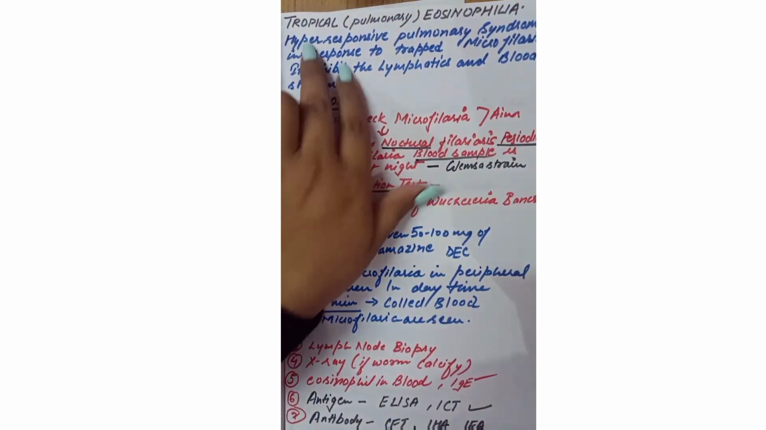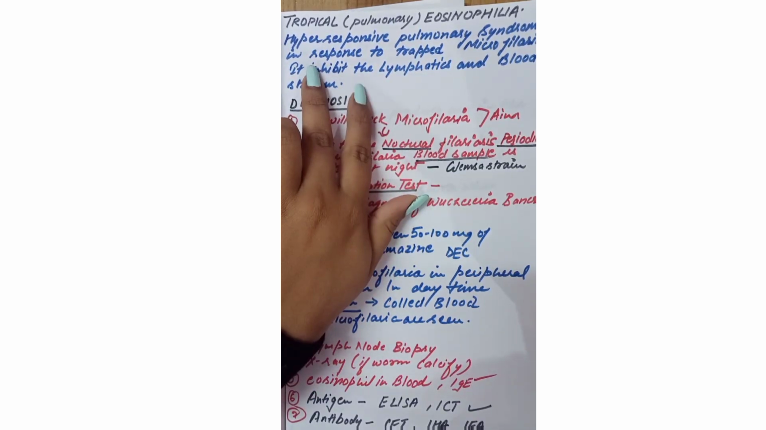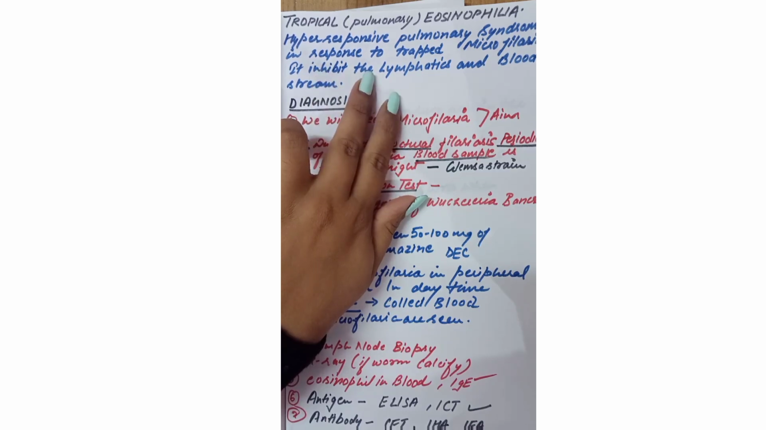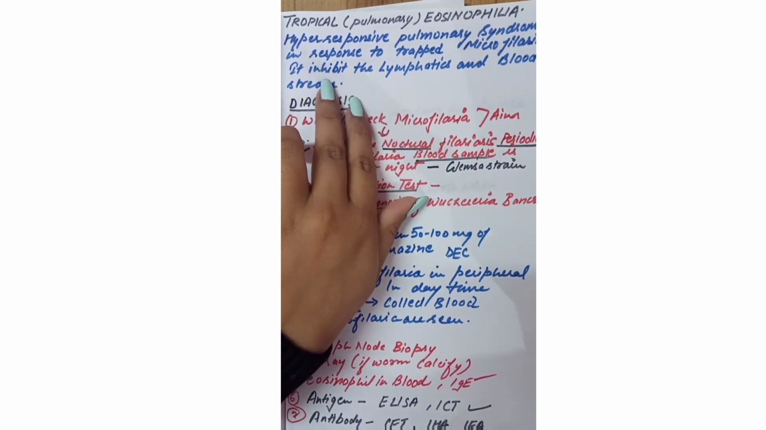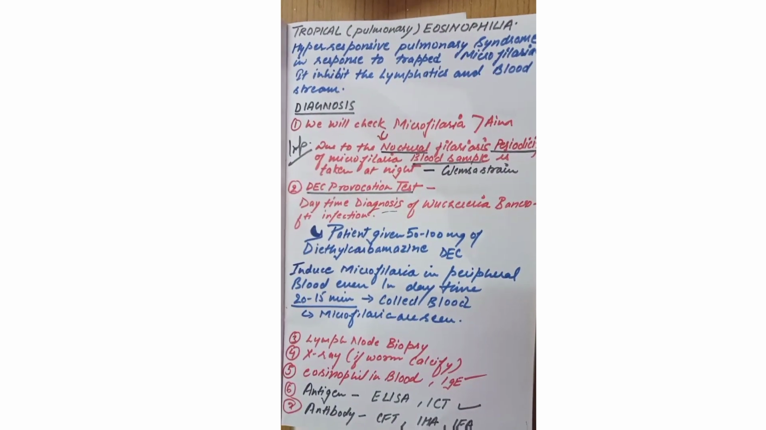So again, this is the tropical eosinophilia, meaning the pulmonary eosinophilia. ये एक hyper responsive pulmonary syndrome होता है, which is because of the response to the trapped microfilariae. It inhibits the lymphatics and the bloodstream. So here is one more important point that one should know while we are discussing the microfilariae.